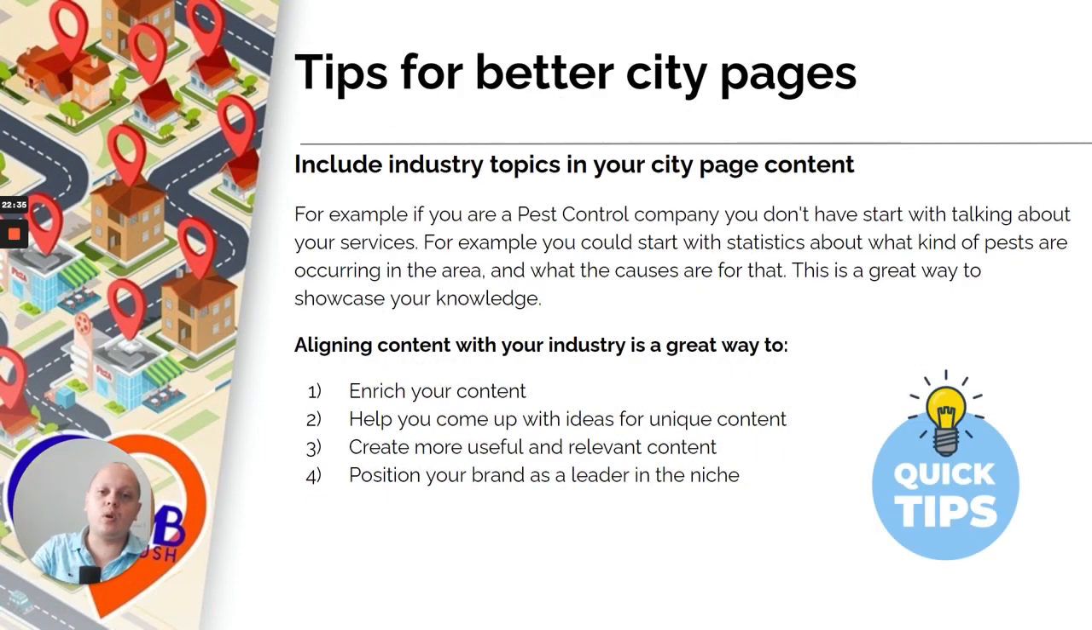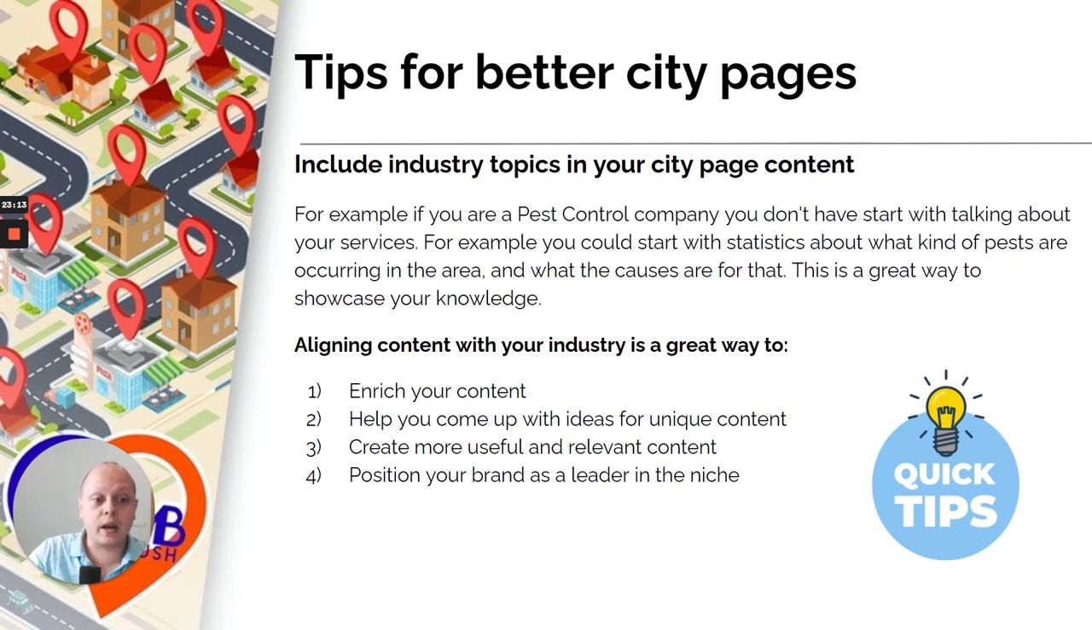So now we know a little bit more about what a city page is, what it consists of, and how you should build the structure. Let's dive a little bit deeper into the tips for better city pages. What you can do is include industry topics in your city page content. For example, if you are a pest control company, you don't have to start by talking about your services. You could start with statistics about what kind of pests are occurring in the area, or even in specific neighborhoods, and what the causes are.